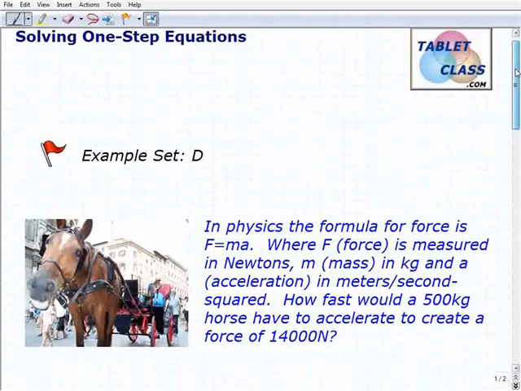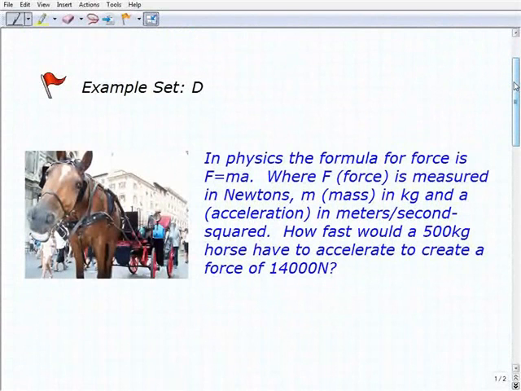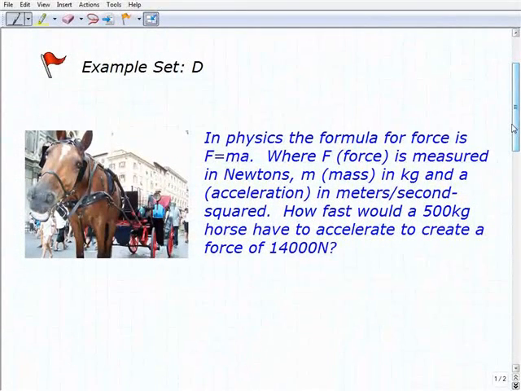And what we have here is a short little word problem that's going to involve a one-step equation to find the answer. Okay, so let me go ahead and read the problem to you, and then we'll talk about how to do it. It says, in physics, the formula for force is F equals ma, or rather, force equals mass times acceleration.